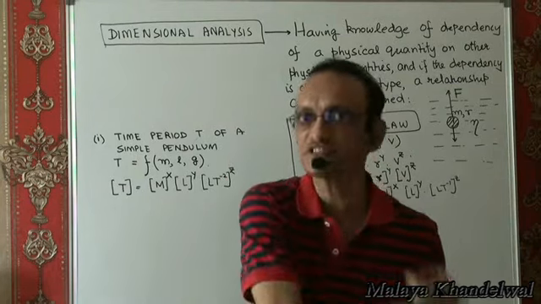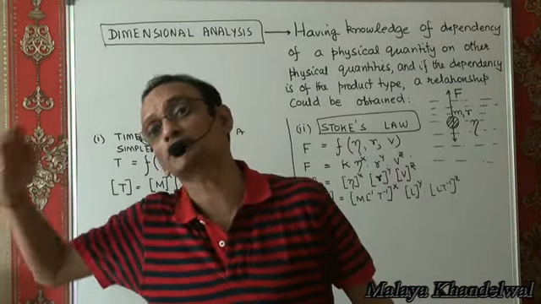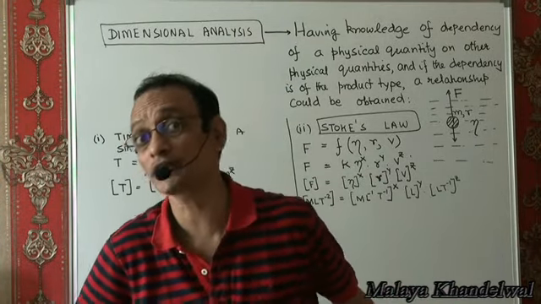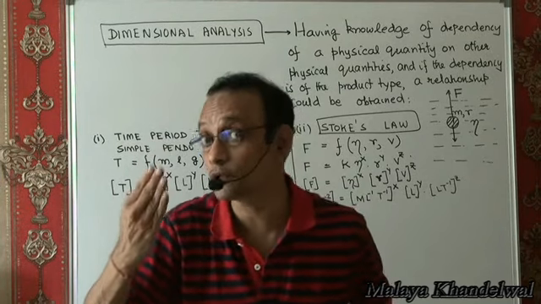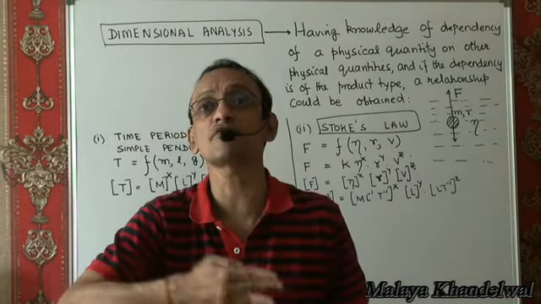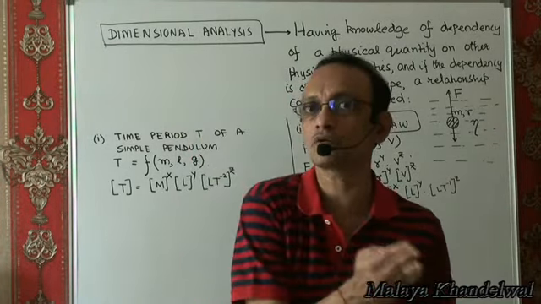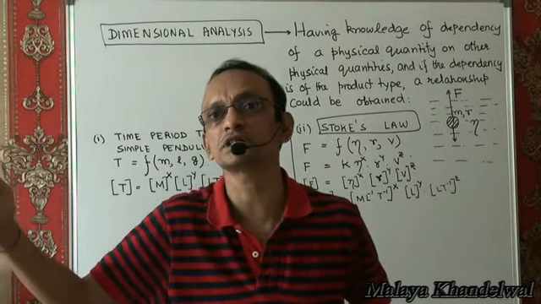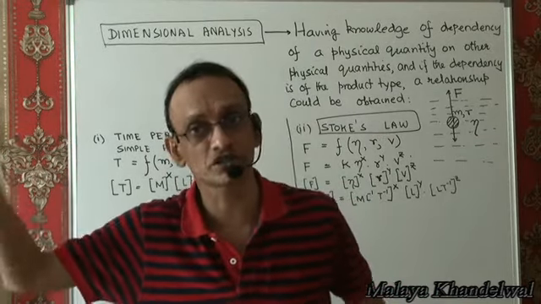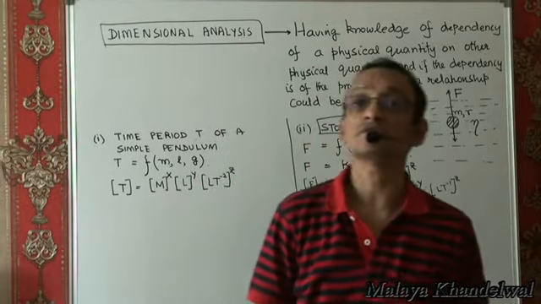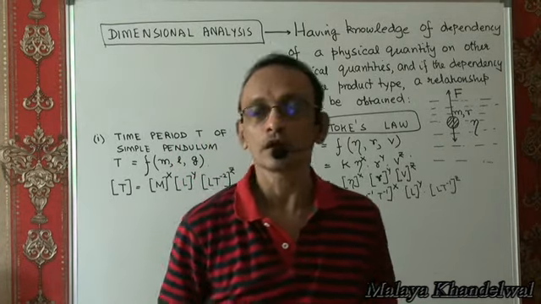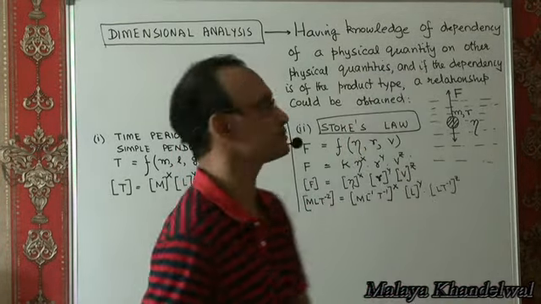If we know about a certain physical quantity and its dependence on other physical quantities, and if we know that this dependence is of a product kind, occurring in products of powers of other physical quantities, we will be able to arrive at certain results and relationships, which is the agenda of this session.